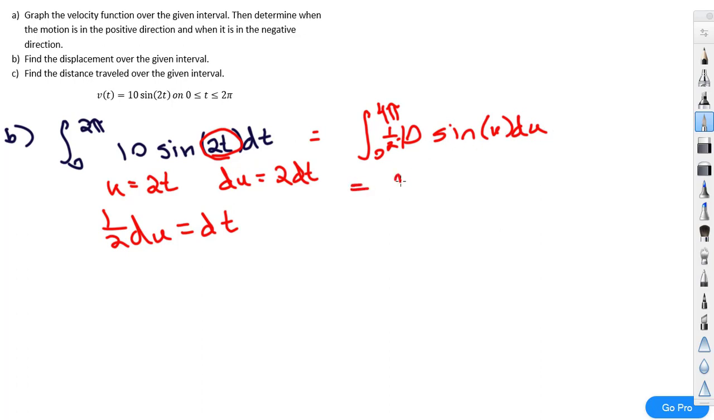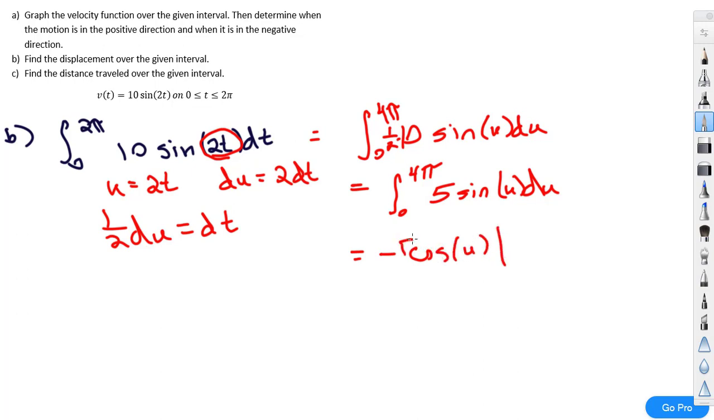So that's going to give me the integral from 0 to 4 pi of 5 sine of u du, which is going to give me, let's see, what's the antiderivative of this? It's going to be negative cosine of u. I need to evaluate that. Oops, get the 5 out front. From 0 to 4 pi. And I will get that equals 0.